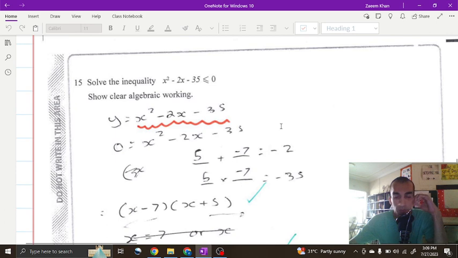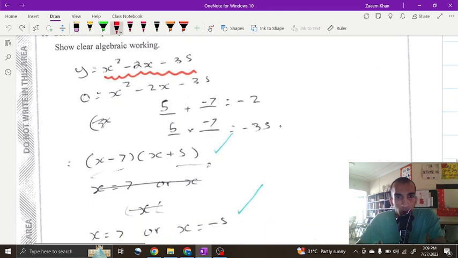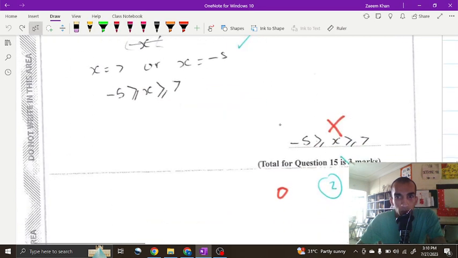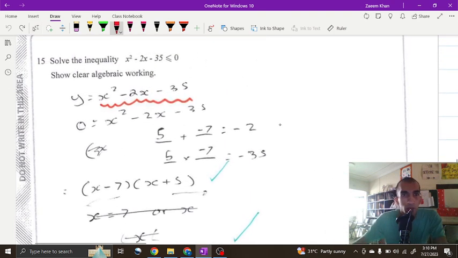We're on question number 15 now. Resuming from this question, it says solve the inequality which looks like this. Okay, what have you done? This gave you 2 marks, so probably a small mistake somewhere over here. Let's take a look.